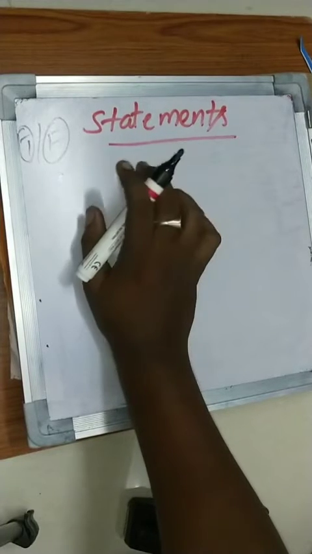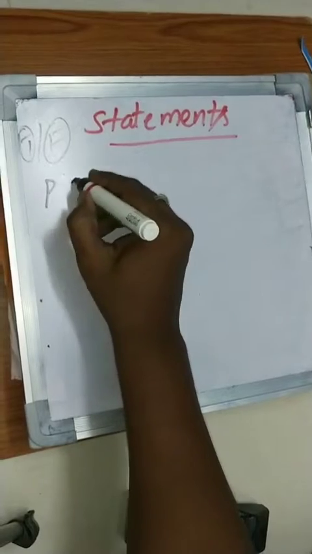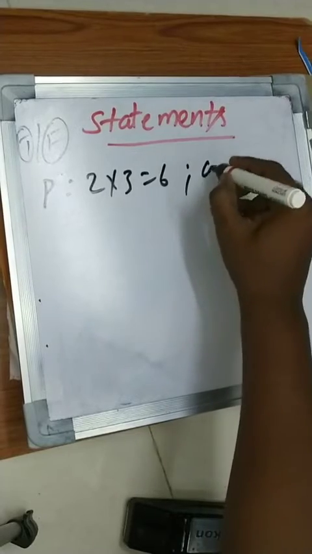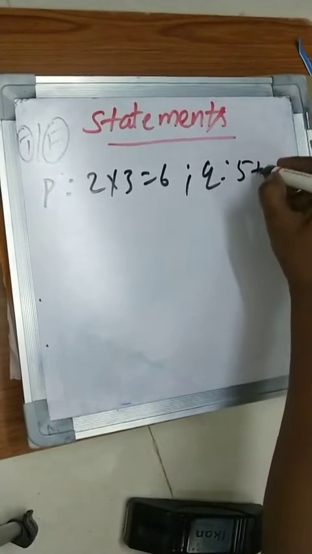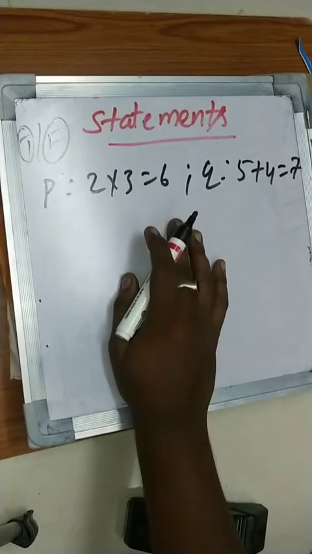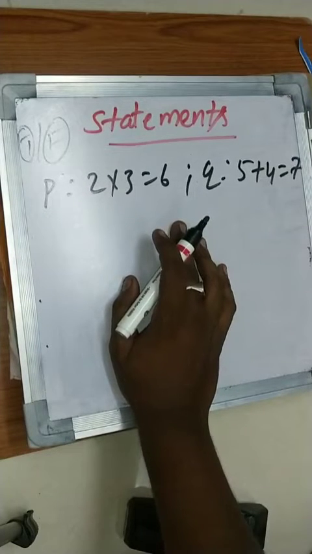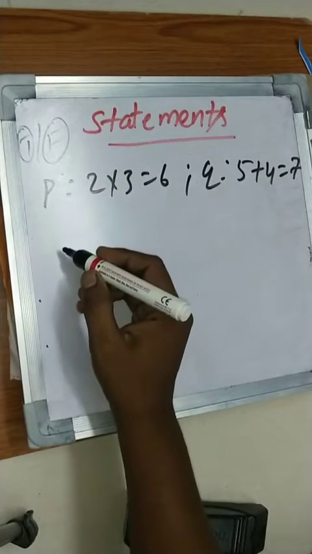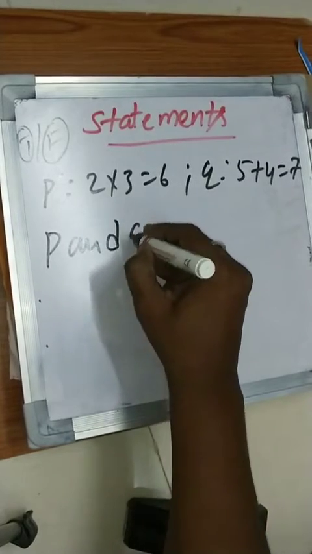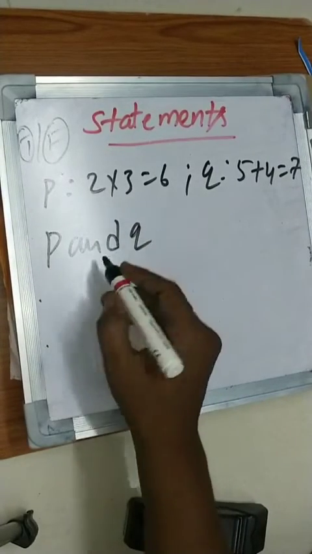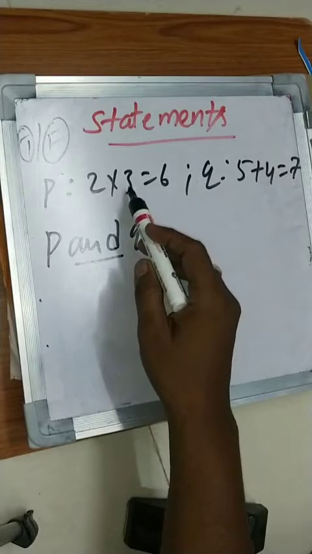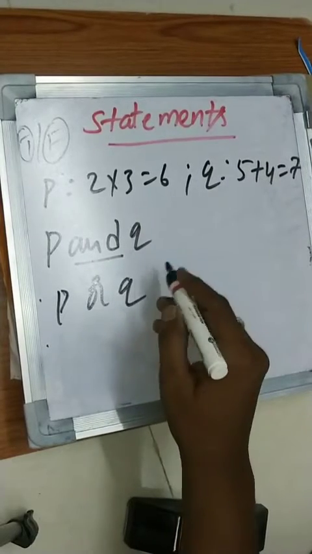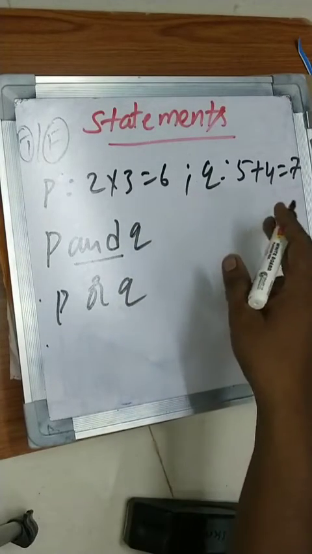Let me have one statement. Let us suppose p is 2 into 3 is equal to 6, and q is a statement where 5 plus 4 is equal to 7. Leave it about the truthness of this. So we can form a number of compound statements by using these two. If I wanted to connect p and q with the connective 'and', then I will write it as 2 into 3 is equal to 6 and 5 plus 4 is equal to 7. If I wanted to connect with 'or', then 2 into 3 is equal to 6 or 5 plus 4 is equal to 7.